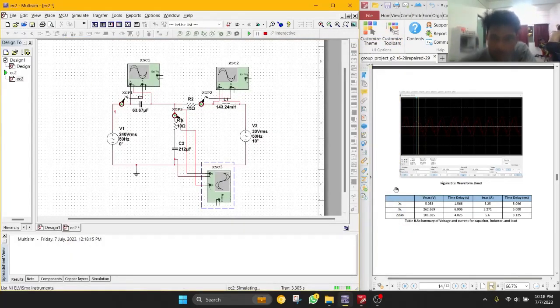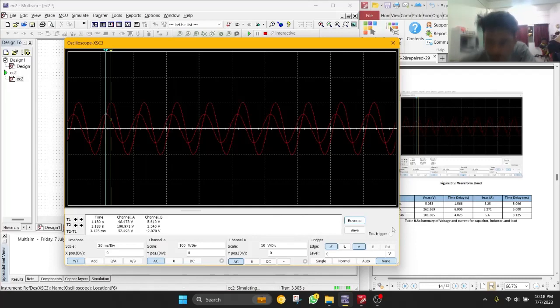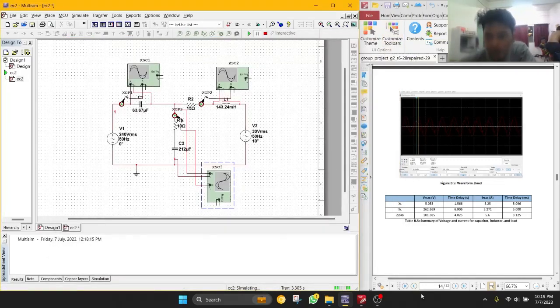To get the XL, we just repeat the same process that we have done. For the XL, we got this and this. And for the time delay, we just got it from here. This is the time delay, which is this. So that's it for me, and thank you.